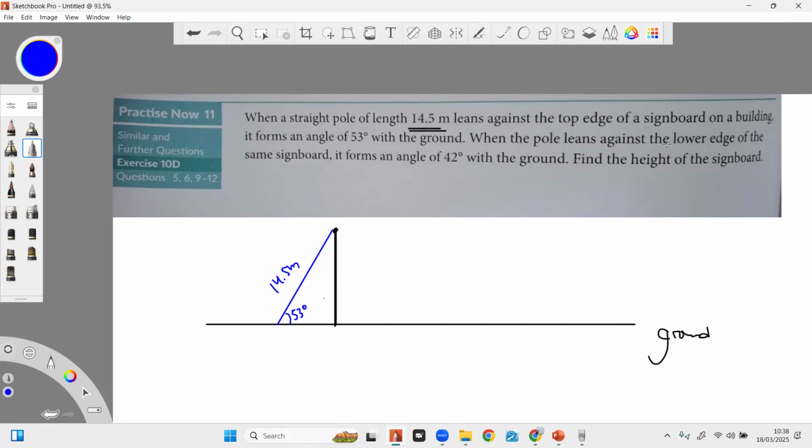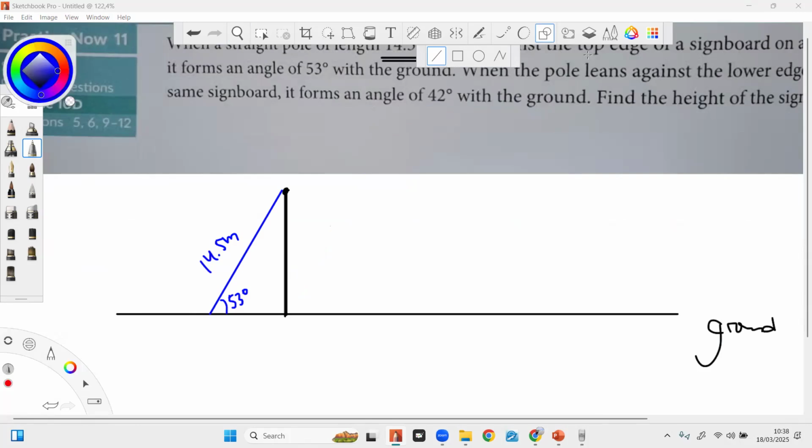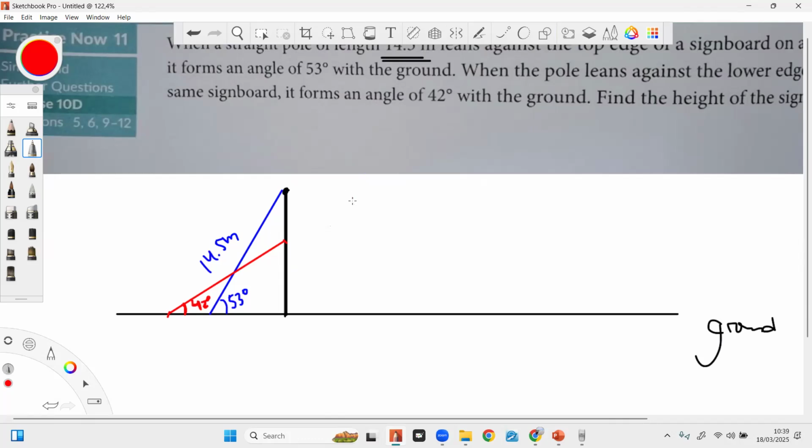And when the pole leans against the lower edge of the signboard, so when it leans a bit bent like that, it forms an angle 42. So another position of the straight pole here. Get the idea? And the length of the pole is 14.5 also. It doesn't change at all. But what is changing is the angle 42. So you are leaning against the same signboard with a different position. I will make it more understandable.